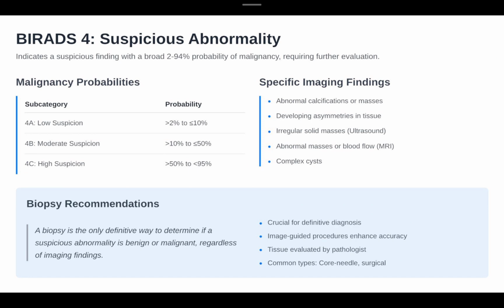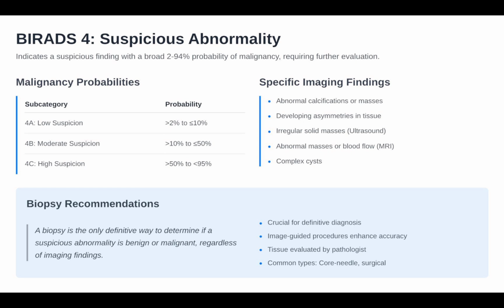Moving up the ladder of suspicion, we arrive at BI-RADS 4, suspicious abnormality. This category indicates a significant concern for malignancy and almost always warrants a tissue biopsy to establish a definitive diagnosis. BI-RADS 4 is further divided into three subcategories, reflecting increasing levels of suspicion for cancer.